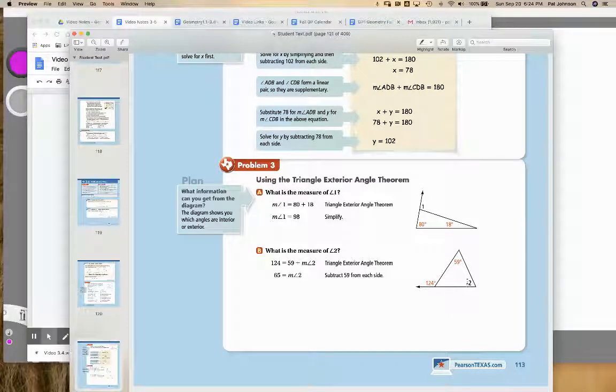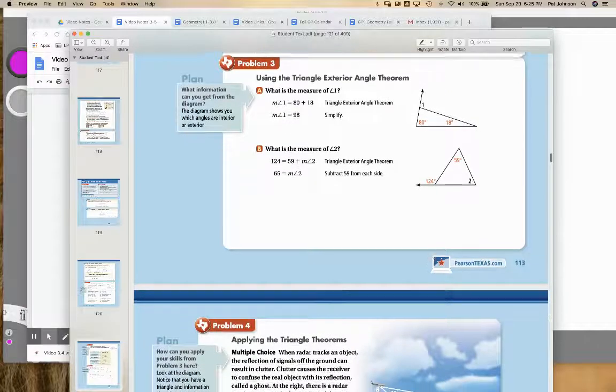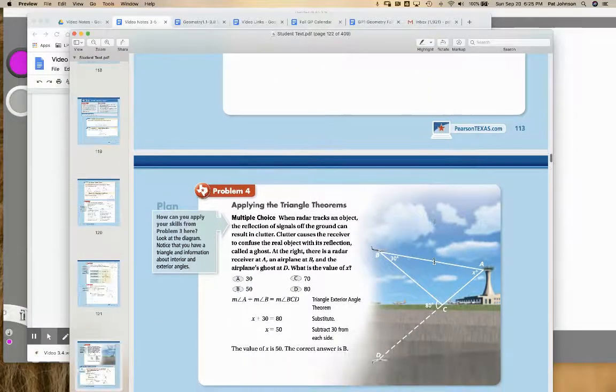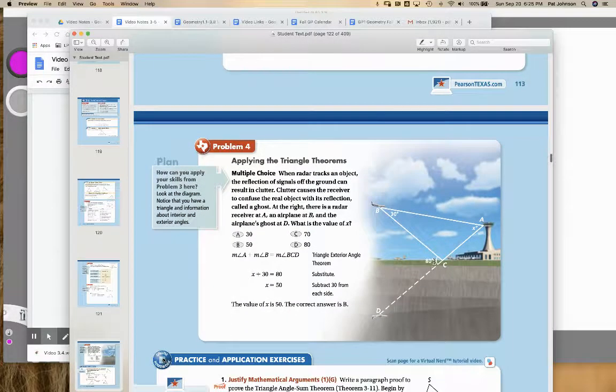Look at B. So we know that the 59-degree angle and angle 2 are what? Remote interior angles, and they're equal to the exterior angle, which is 124. So we can just set these equal to each other and solve, and we get the measure of angle 2 is simply 65 degrees.